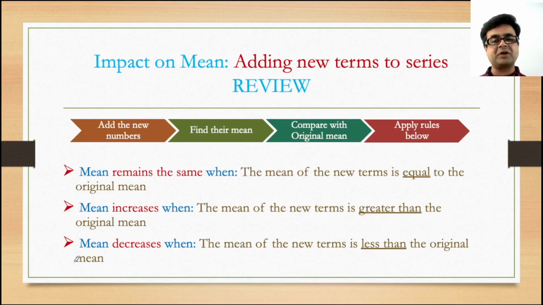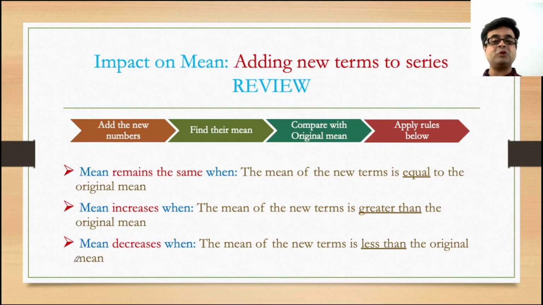So here is a quick review. We follow the 4-step process that we talked about. When new terms are added to the series, we follow this 4-step process and apply the rules. And the rules are, if the mean of the new numbers is the same as the mean of the original series, then the mean of the new series is the same as the original.